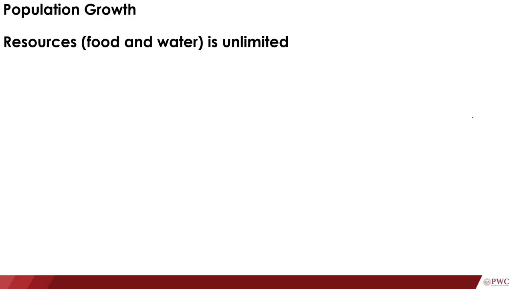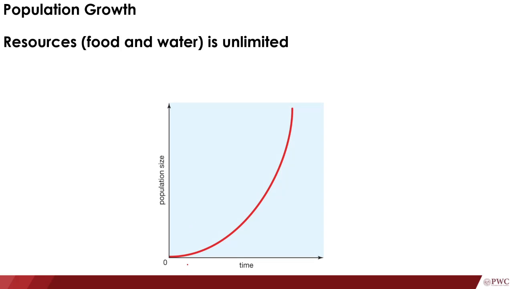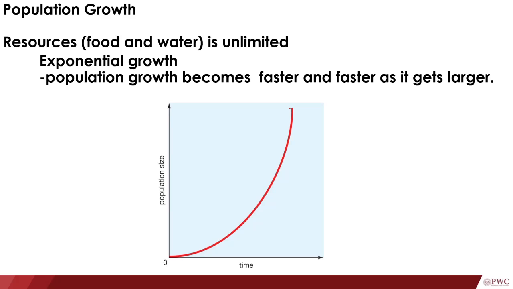Let's discuss population growth. Let's say the resources of a particular organism are unlimited. For example, unlimited food, unlimited water, unlimited resources. What do you think will happen to its population over time? Over time, it will increase, getting faster and faster, right? So this one is an exponential growth. This is when the population growth becomes faster and faster as it gets larger.